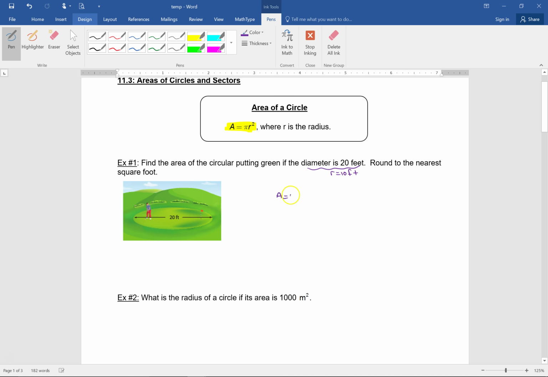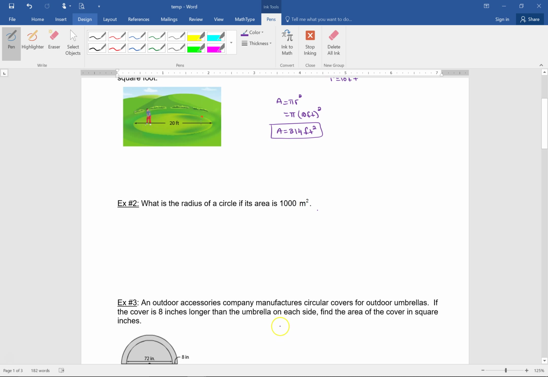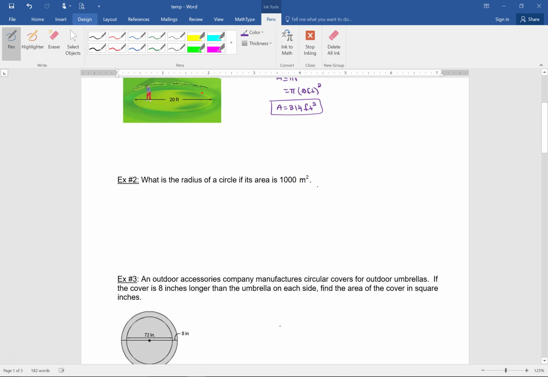So the area, which is pi r squared, is pi times 10 feet squared. Now, you know that pi is 3.14. So this will be 100 times pi, which is 314 square feet. Okay? All right.